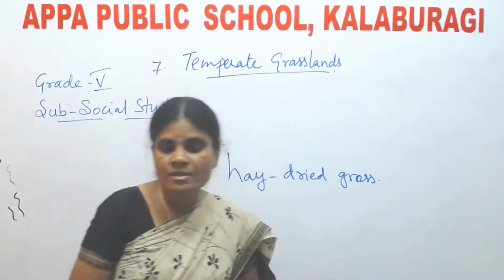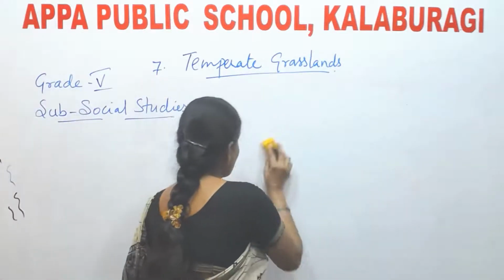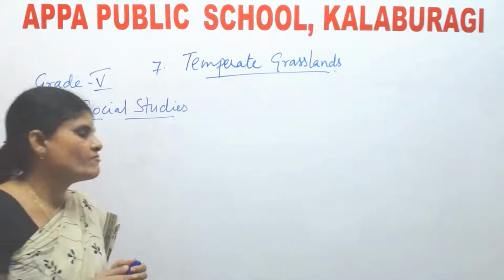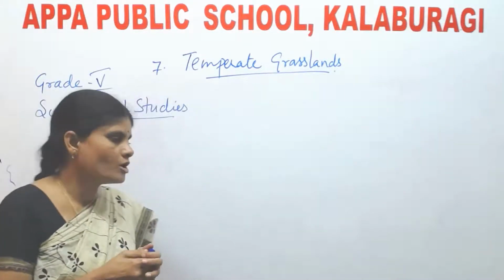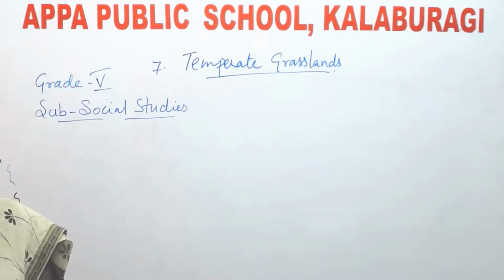Understood, children? Here in the grasslands also the same thing happens. The grass dries up and it starts withering. That means fall down. And it changes into hay. Hay is nothing but dried grass.